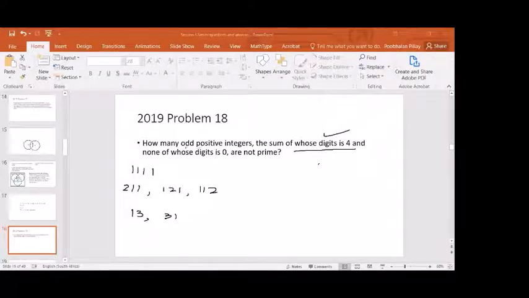But we didn't say they must be odd. Right? Okay, so this is acceptable, that is acceptable, that is acceptable, but this is not acceptable. That's not odd. So you got the 5 possibilities.